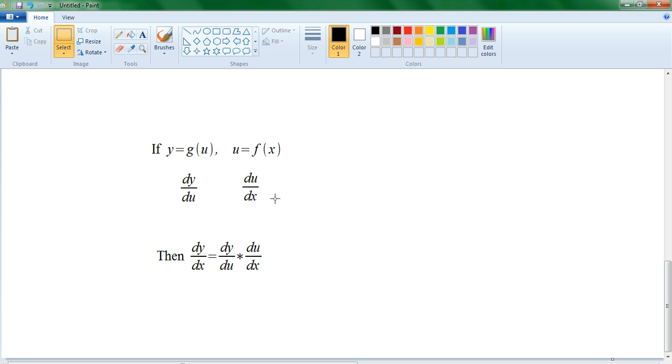Okay, so here is another, more mathematical way of representing the chain rule. If y is equal to g of u, where u is equal to f of x, so this is basically our composite function, then the derivative of y here is dy over du, and the derivative of u here is du over dx. So if we want to find dy dx, then we can multiply dy du times du dx. And so algebraically speaking, this would cancel out the du's and leave us with dy dx.